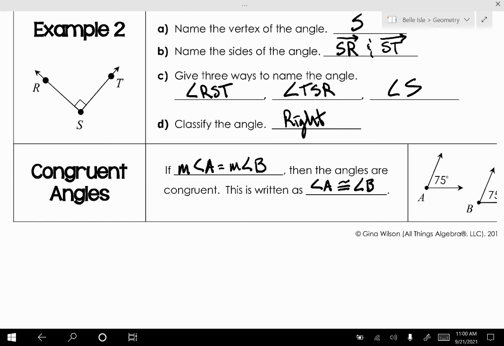Okay, angle bisector. This was a vocab word.